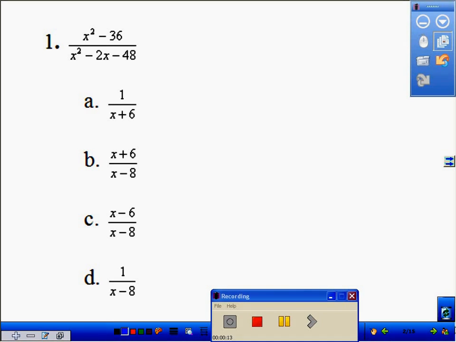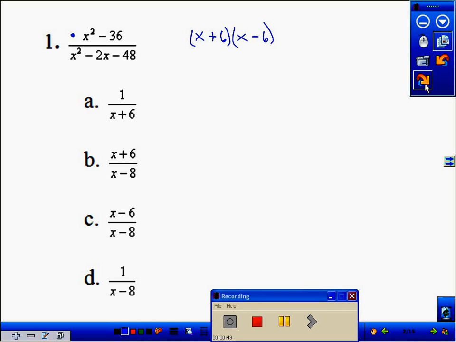Number 1 says x squared minus 36 over x squared minus 2x minus 48. If we look at that top piece, that's called what? That's a difference of squares, which means we have a perfect square here, and a difference, subtraction, and a perfect square here. The way that we factor that is by taking the square root of both of these. The square root of x squared is x, and the square root of 36 is 6. So we have x plus 6, x minus 6.